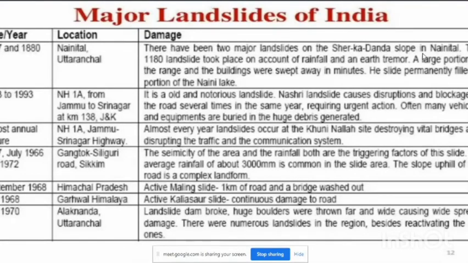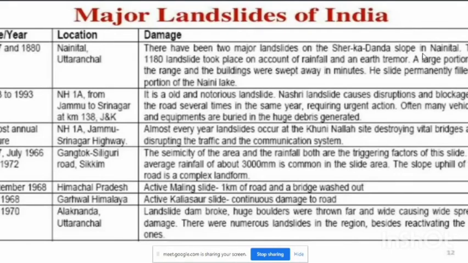1913 to 1993, NH1A from Jammu to Kashmir at kilometer 138. It is an old and notorious landslide. Nashri landslide causes disruption and blockage of the road several times in the same year, requiring urgent action. Often many vehicles and equipment are buried in the huge debris.